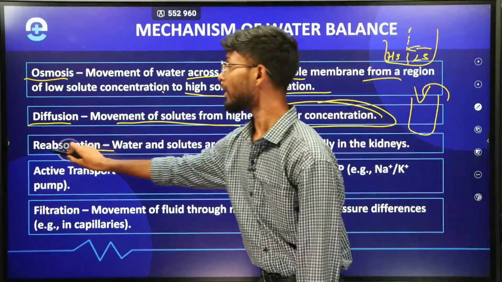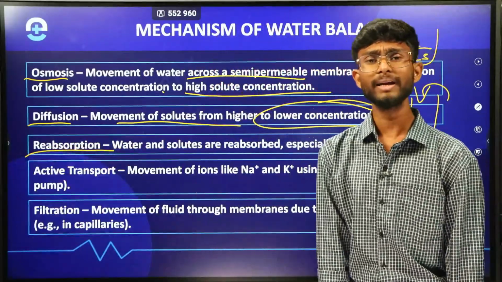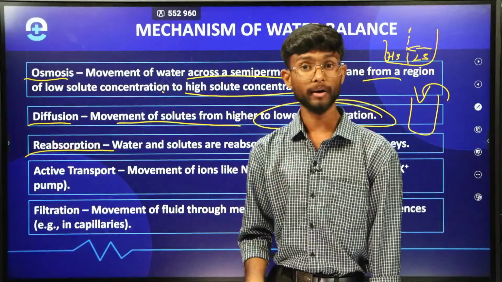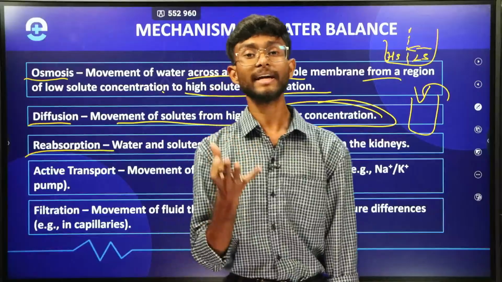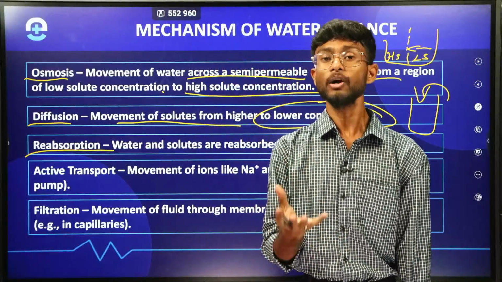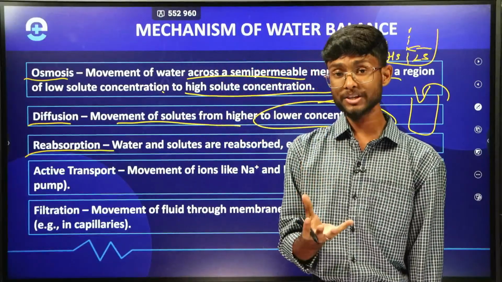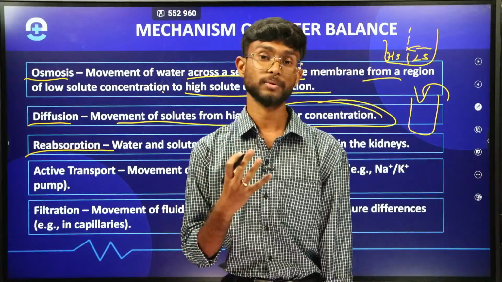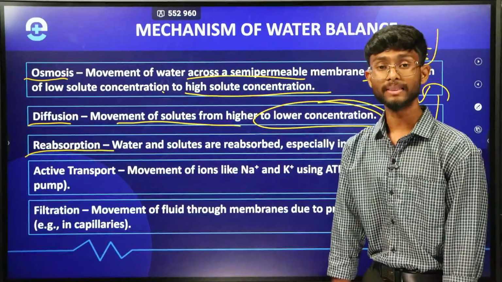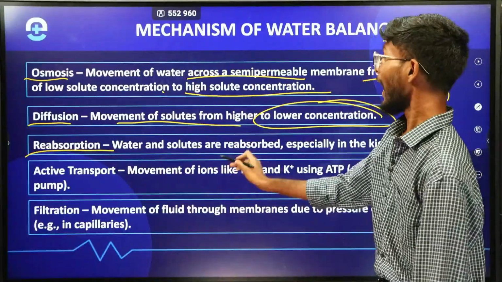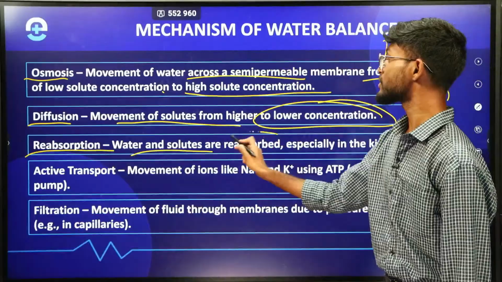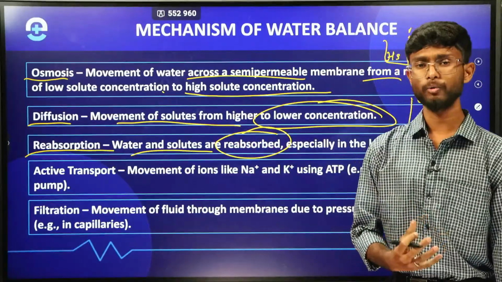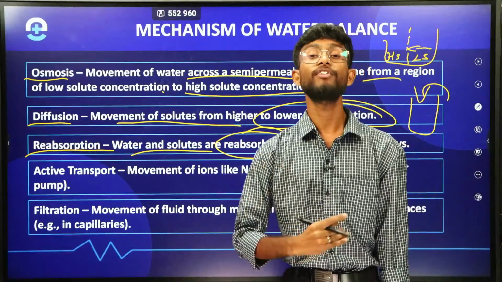Then reabsorption. What do you mean by reabsorption? Here the water and electrolytes, with the help of the organ kidney, which reabsorbs what is essential, will be reabsorbed. So reabsorption is nothing but where the water and other solutes, not only water, will be reabsorbed. Why is it reabsorbed? For various reasons.